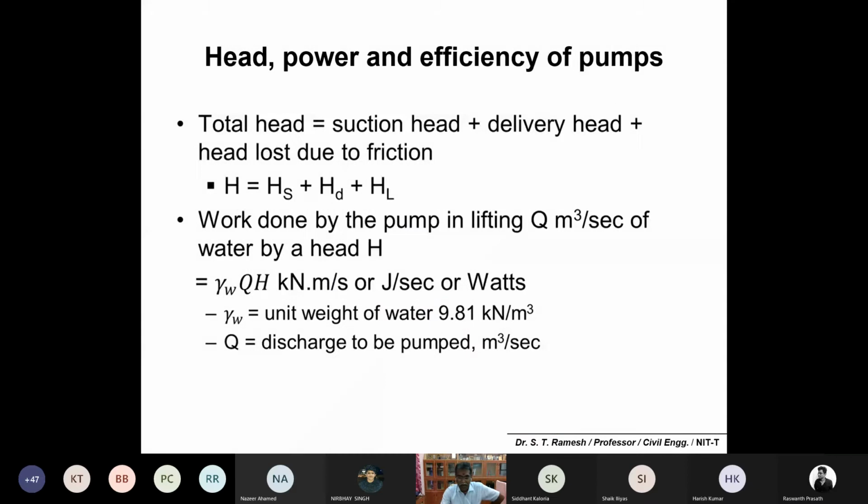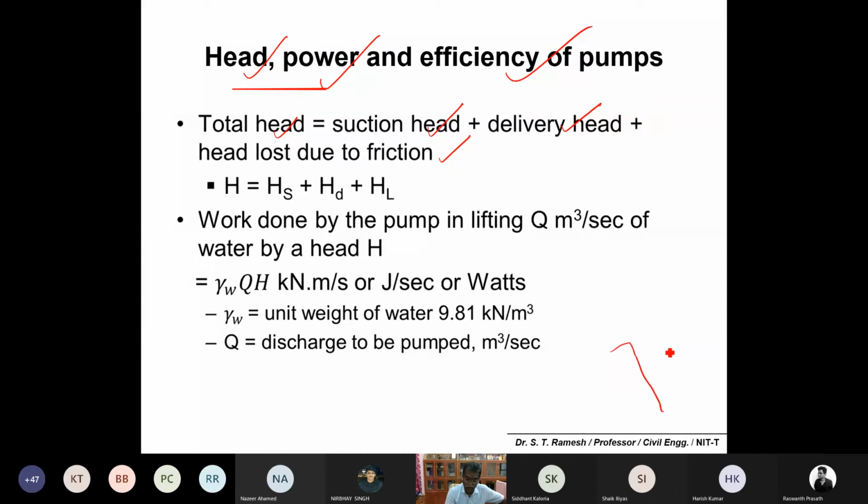Okay, so being familiar with the sighting, now we are in a position to calculate the parameters. Head is important, power calculation is important, and efficiency of the pump is important. So total head we are already familiar with: suction head plus delivery head plus head loss due to friction.